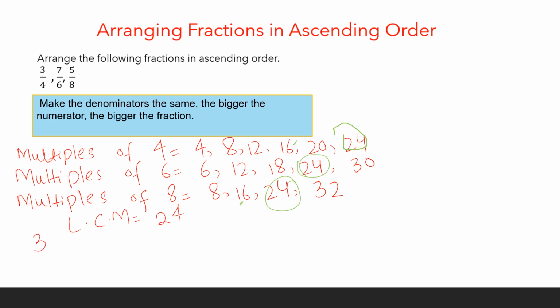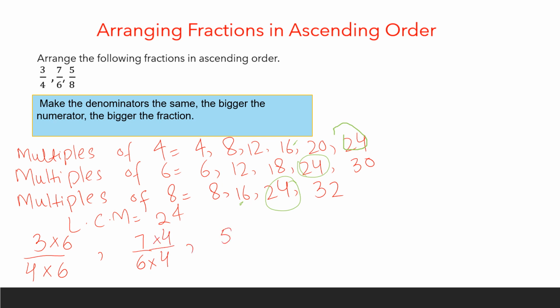Our first fraction is 3 by 4. How many times 4 is 24? 4 times 6 is 24. So I need to multiply the denominator by 6, and I need to multiply the top by 6 as well. Our next fraction is 7 by 6. How many times 6 is 24? 6 times 4 is 24. So I need to multiply 7 by 4 as well.